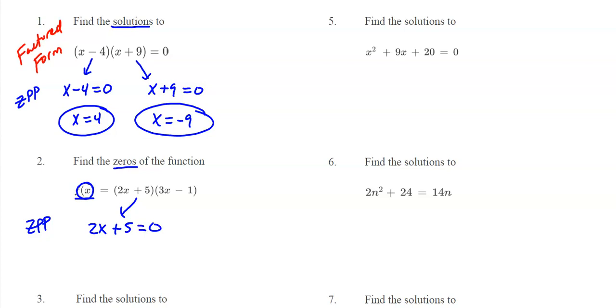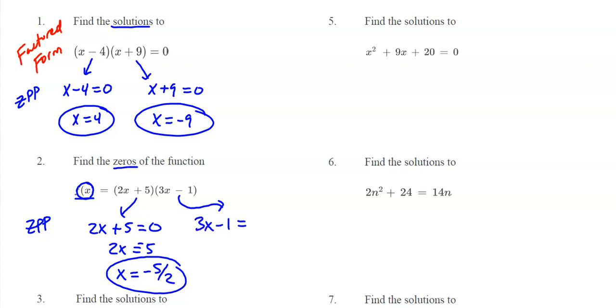So when does that equal 0? Subtract 5 from both sides, and divide. And one of my answers is -5/2. You could say -2.5, but I'll probably express the answers as fractions. And then when is 3x minus 1 going to equal 0? Well, 3x is going to equal 1. Divide both sides by 3. There you go. So now I have my two zeros, -5/2 and 1/3.